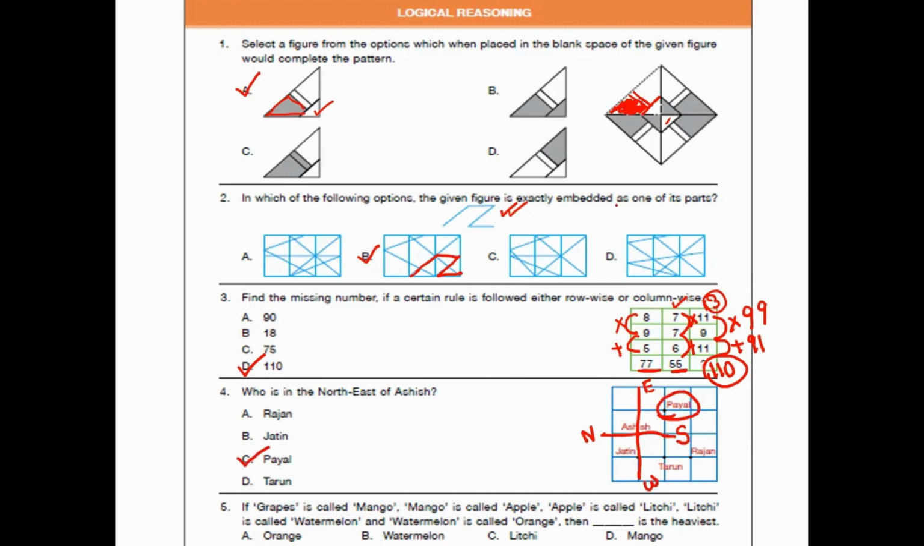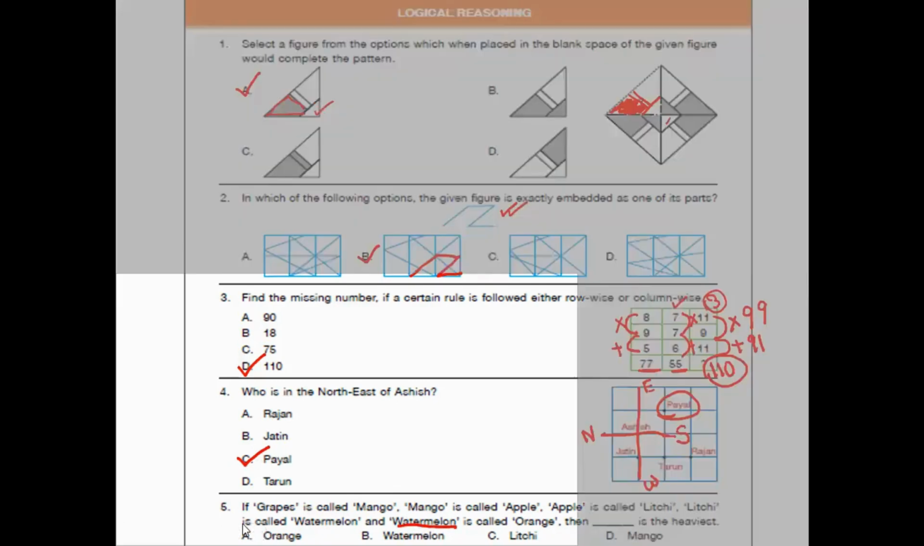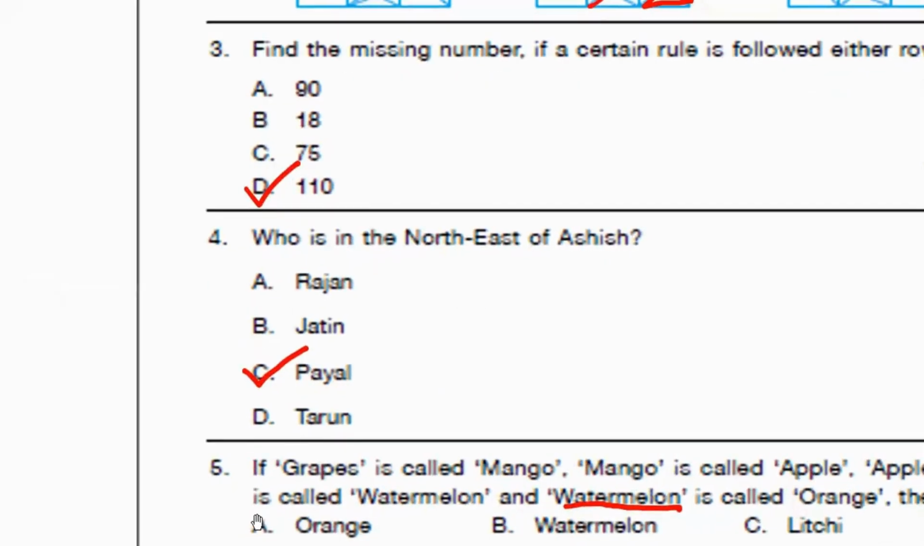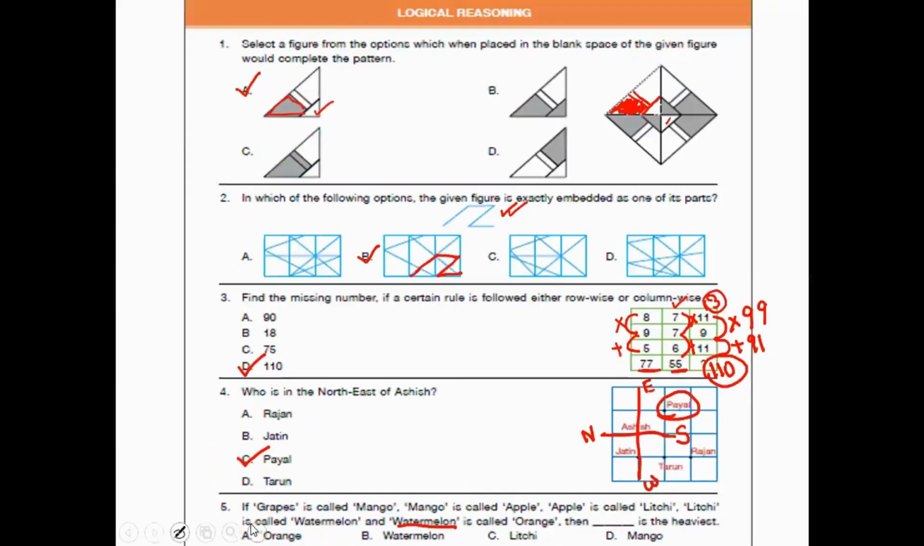Coming to question number 5: if grapes is called mango, mango is called apple, apple is called lychee, lychee is called watermelon, and watermelon is called orange, then dash is the heaviest. Students, amongst all these fruits, grapes, mango, apple, lychee, watermelon, orange, which is the heaviest? Heaviest is watermelon, correct? And what is watermelon called here? Watermelon is called orange. So our correct answer will be option A, orange, correct?